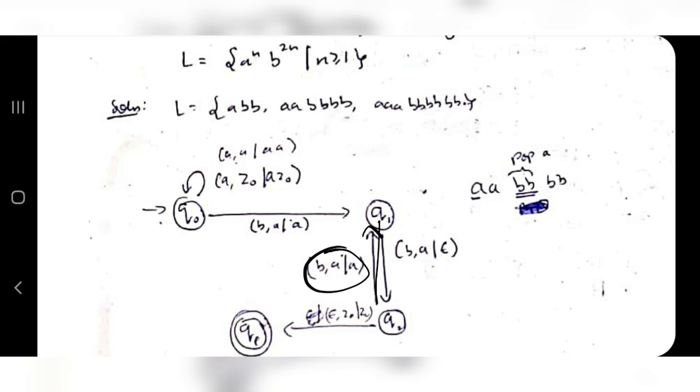Again, if I get B, I will reach here. That means first B, second B. In that process, I will be popping an A here. And after everything is over, if I have the empty string left, I will reach the final state. That will show that it's a valid string.